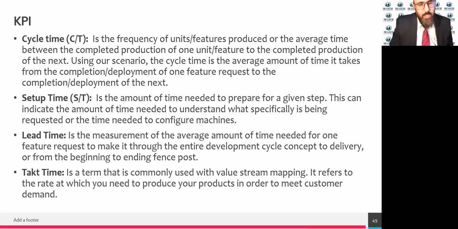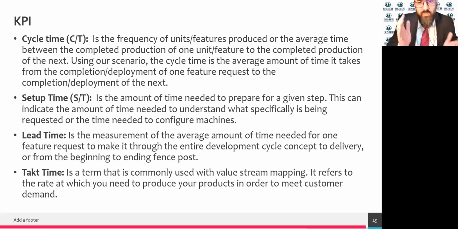So there are a few times that we need to look at during the value stream mapping. We look into the cycle time, which is the frequency of units produced, or the average time between the completed production of one unit to the completed production of the next unit. Using our scenario here, the cycle time is the average amount of time it takes from completion of one feature request to completing or deploying the next one.